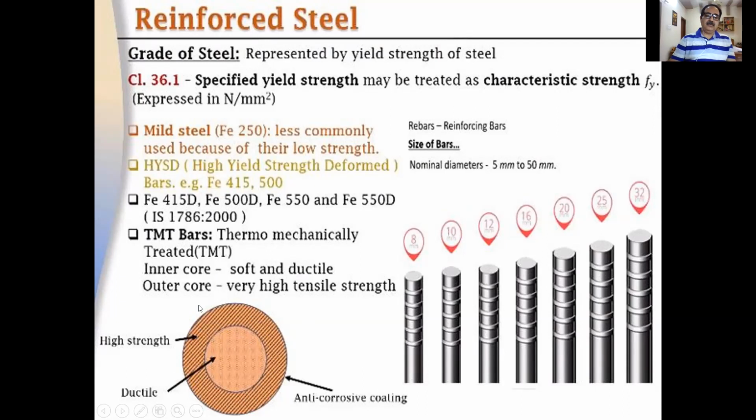It is having an anti-corrosive coating on the outer surface, the outer periphery of the circumference. So in one bar, we are getting two properties. One is the ductility, which is provided by the inner core, and the high yield strength, which is provided at the outer side of the steel bar. These steel bars are generally manufactured in different diameters, ranging from 5 mm to 50 mm. Generally, the steel bars used on site for construction are 8 mm, 10, 12, 16, 20, 25, 32, and so on.